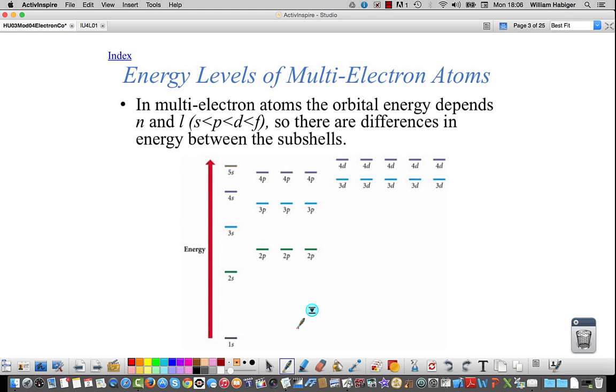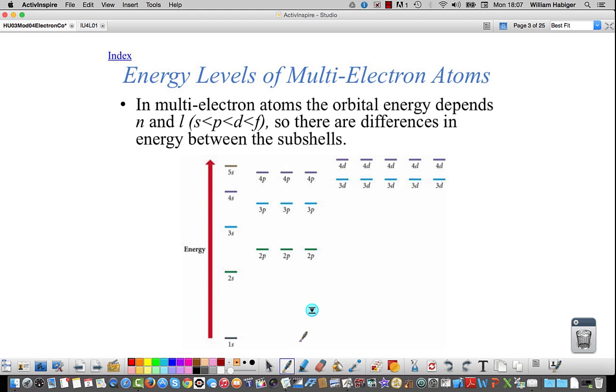In atoms with multiple electrons, the energy of the orbital depends on both n and l. N is the quantum number that tells us the shell, while l is the quantum number that tells us the subshell. We will learn all about quantum numbers later on. In other words, the energy of an orbital depends on what shell and what subshell it's in.